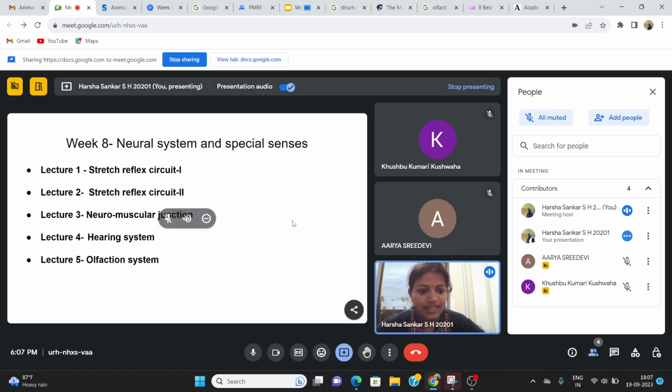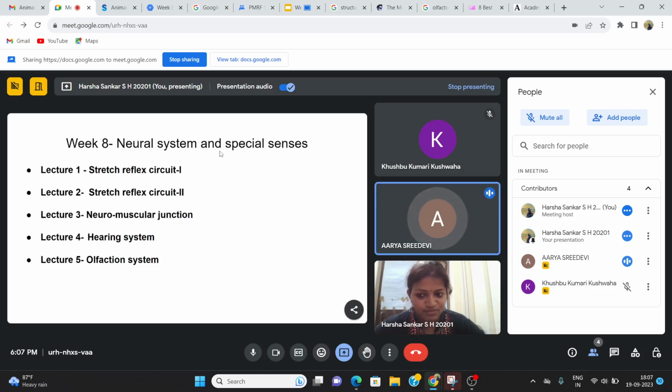Do you have any idea what is a stretch reflex circuit? It is basically how the information is given by the sensors to the brain or the spinal cord, and how the response is received by the effector muscle. So the stretch reflex is mainly related to the muscle and the nervous system connection, and how the nervous system connects with the muscle to initiate the action of stretching. So that is mainly the stretch reflex circuit.